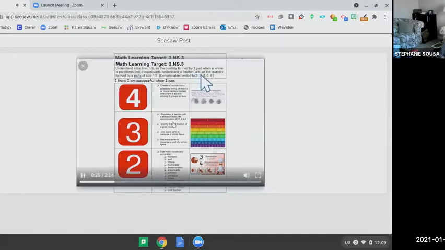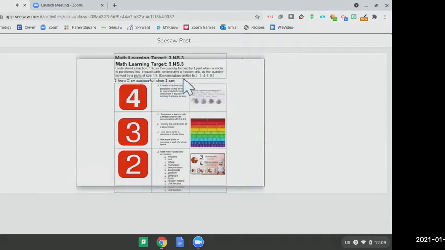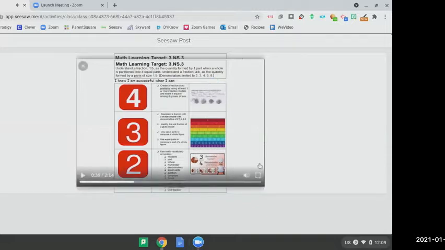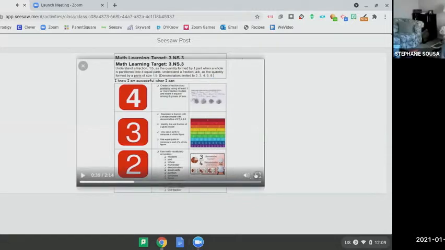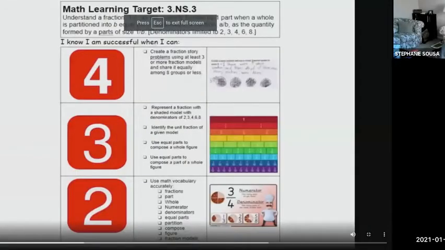A over b as the quantity formed by the parts of size 1 over b. Limited to 2, 3, 4, 6, and 8. I can't hear it. Okay, I don't know why you guys can't hear it, so let me go ahead and see if I can verbally narrate for you.